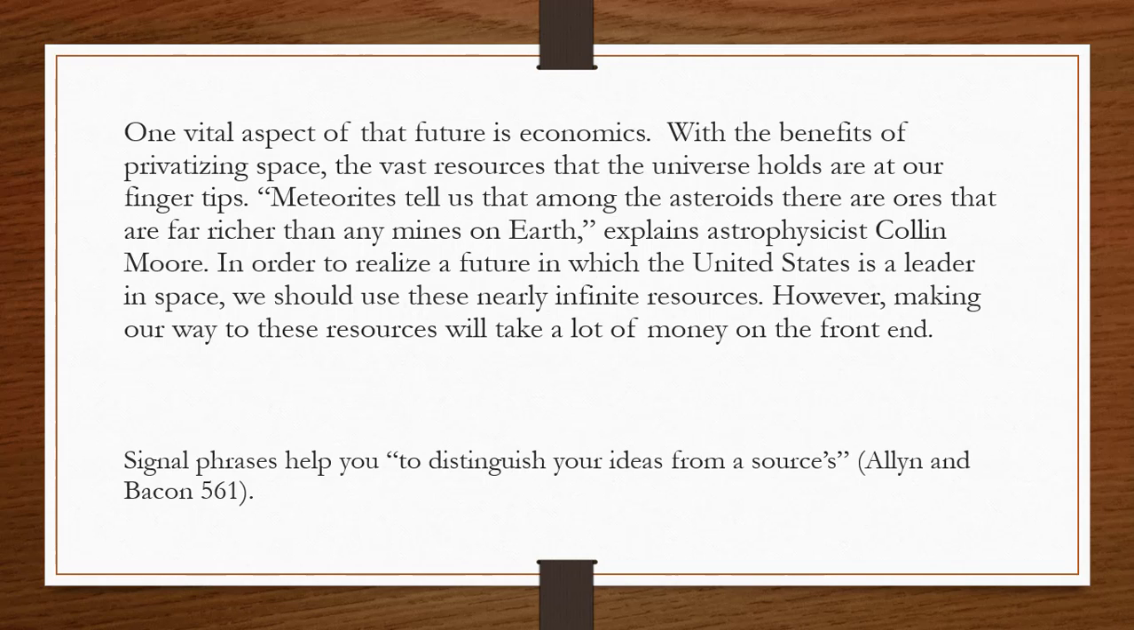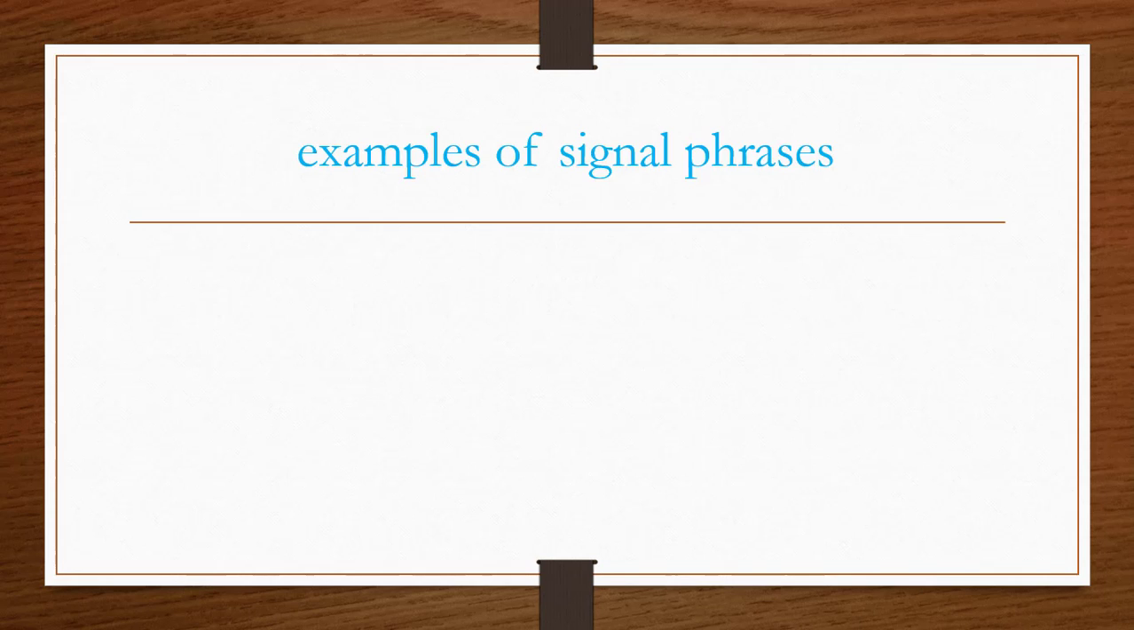Now you'll see right after the quote there's a comma before the closed quotation marks, and then it says, explains astrophysicist Colin Moore. That helps the writer distinguish the writer's ideas from the source's ideas. Now we know that there are two people's ideas in this paragraph, Colin Moore and the writer of the paper.